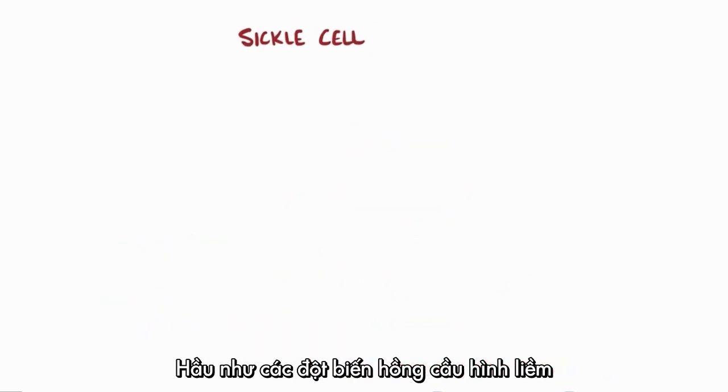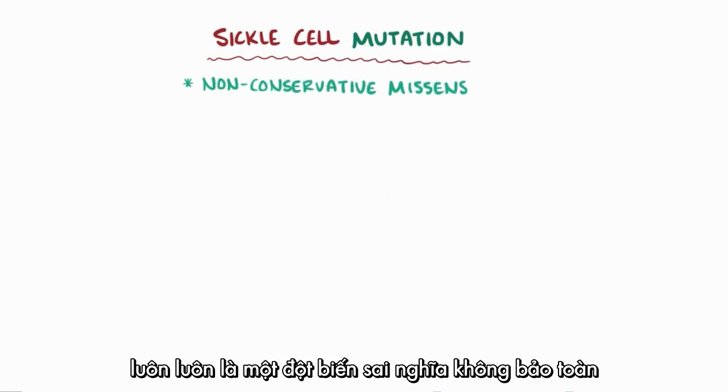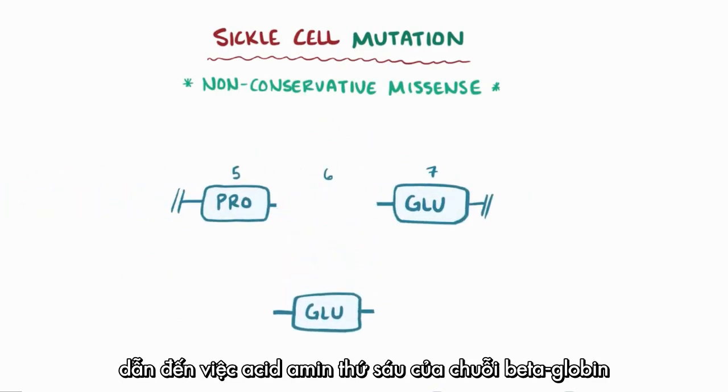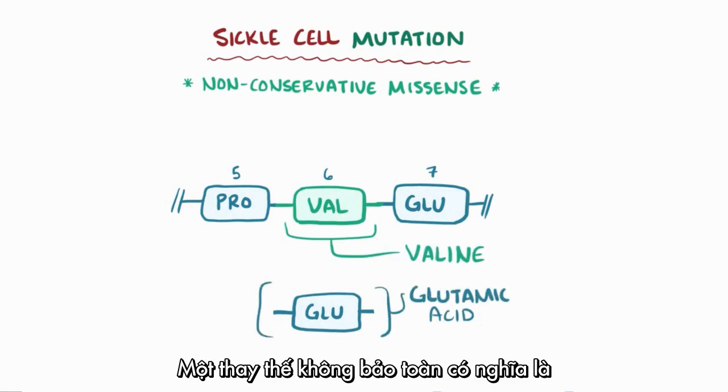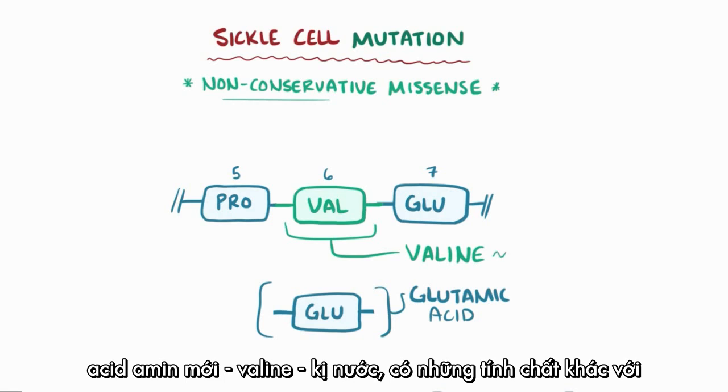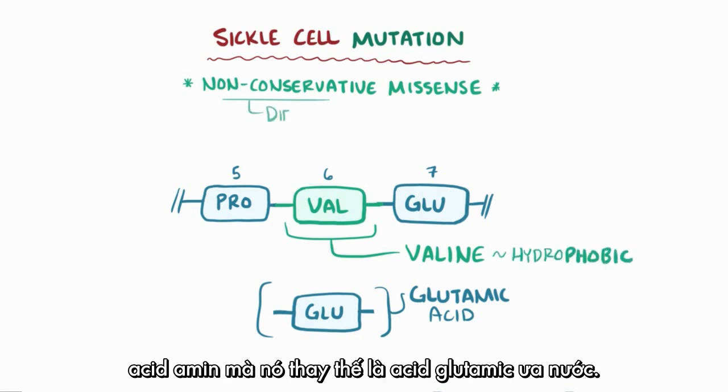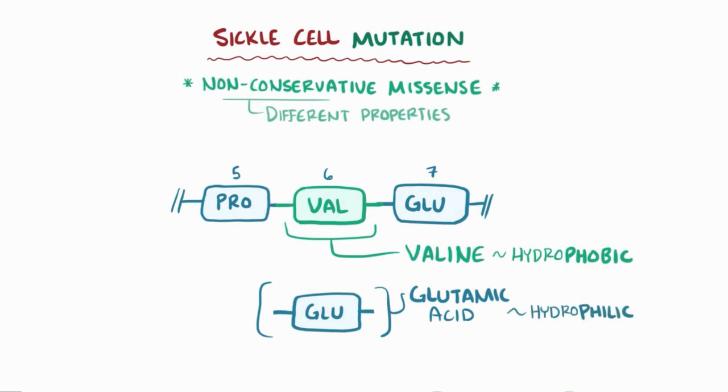Almost always, the sickle cell mutation is a non-conservative missense mutation that results in the 6th amino acid of beta globin being valine instead of glutamic acid. A non-conservative substitution means that the new amino acid, valine, which is hydrophobic, has different properties than the one it replaced, glutamic acid, which is hydrophilic.